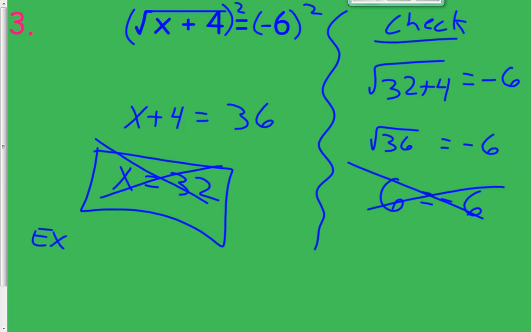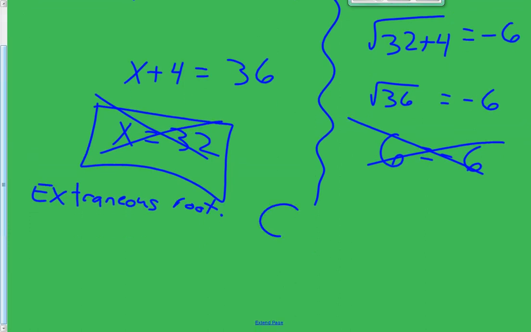Cancel that off and put extraneous root or extraneous solution. Another thing I will accept on our next chapter test, if you want to, is there is no solution. So the empty set symbol there, that 0 with a slash through it, I would also accept that. If you didn't want to write extraneous root, you could just write that 0 with a slash through it, and that means that there's no solution. Make sure that you make that very clear to me.